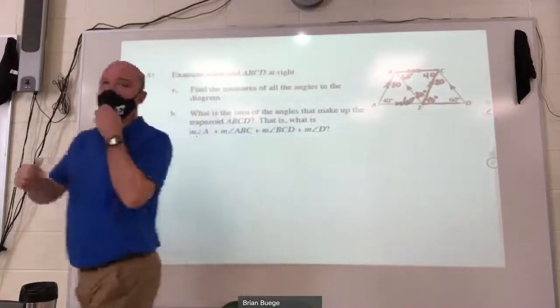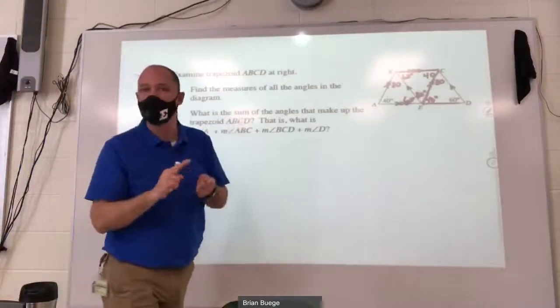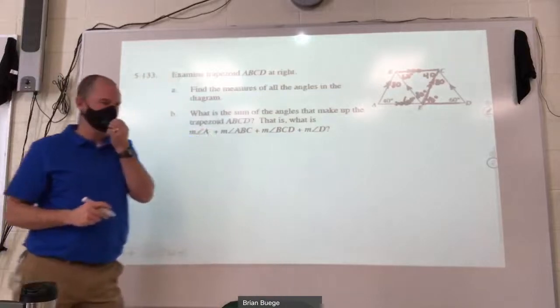So it basically comes down to alternate interior, corresponding, and triangle sum for the most part. Those three angle relationships just repeated over and over and over again. Okay?